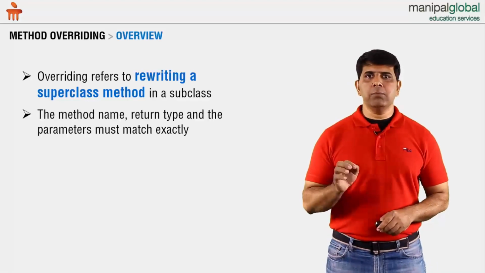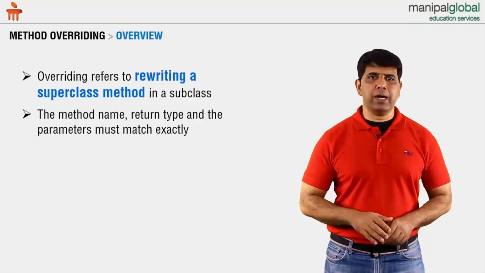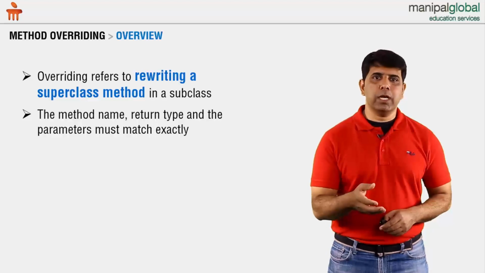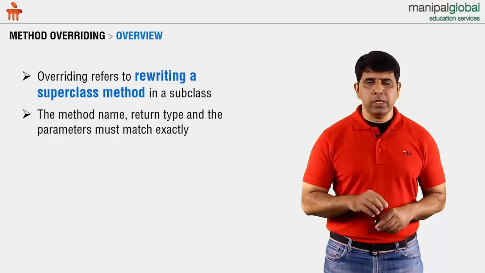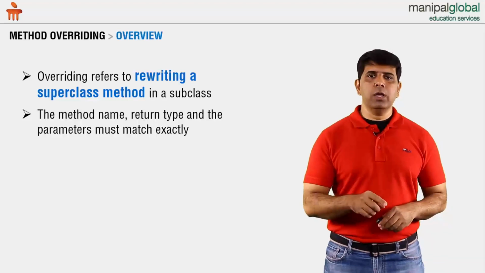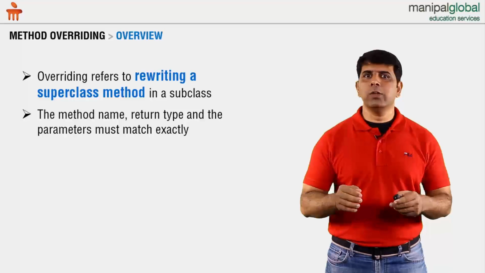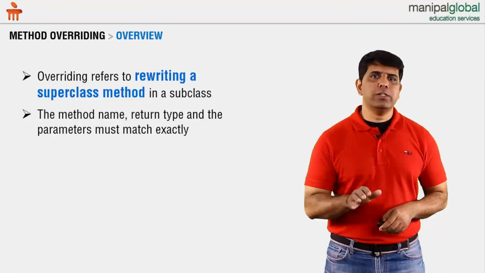Now the method name, return type, and the parameters must match exactly. So you can't change any of this. Of course, if you change the method name, it definitely is not overriding because it's altogether a different method. If you change the return type though, now there is a confusion over a period of time as to which one you are calling. So that's the reason compilers put a break and say, hey, you can't change the return type.